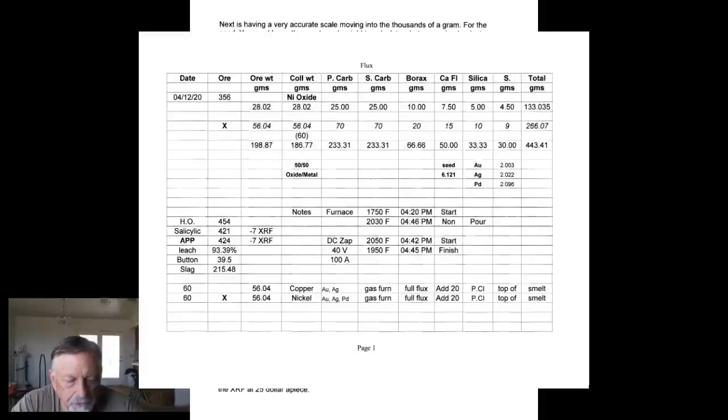Then in the notes, you will see the starting time is when my smelt reaches 1750 degrees Fahrenheit. And noted when it is poured, and what temperature. Then under that is the zapping time and temperature before and after.